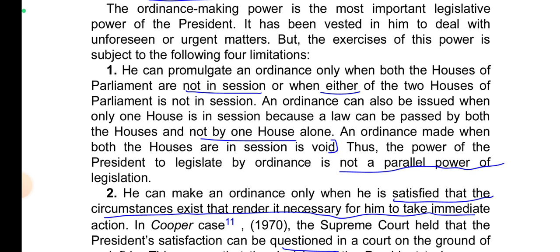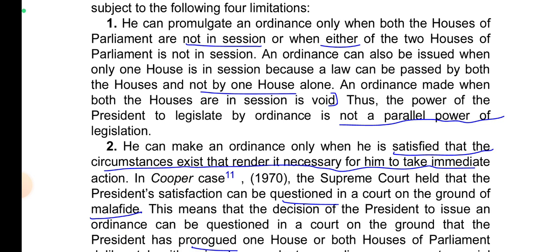It has been vested in him to deal with unforeseen or urgent matters, but the exercise of his power is subject to the following 4 limitations. He can promulgate an ordinance only when both the Houses of Parliament are not in session, or when either of the 2 Houses of Parliament is not in session. An ordinance can also be issued when only one House is in session, because a law can be passed by both the Houses and not by one House alone. An ordinance made when both the Houses are in session is void.